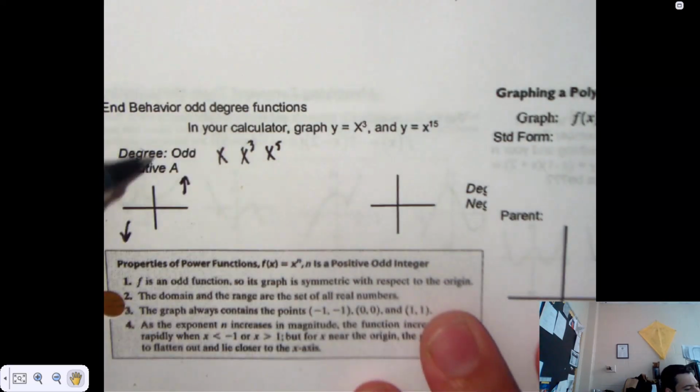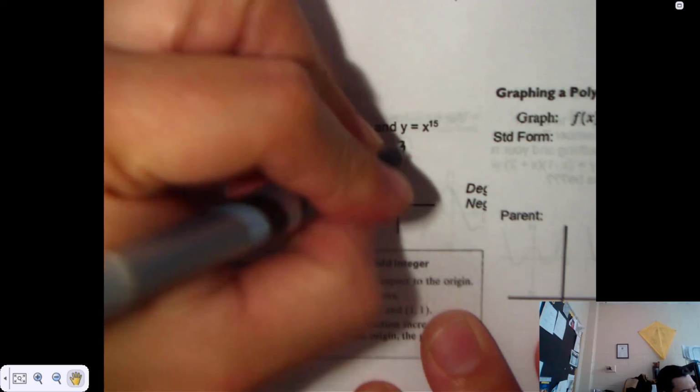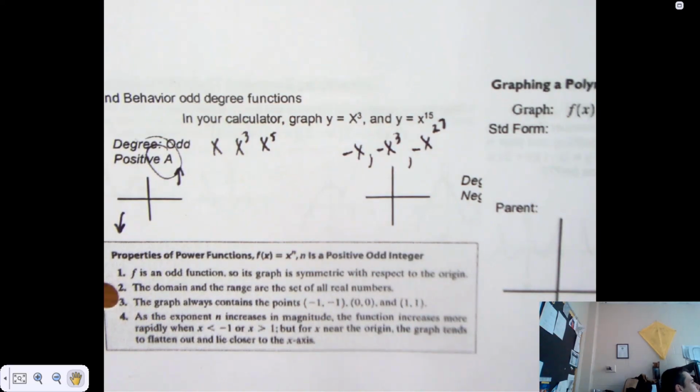Now, what would happen if we made the a out in front of it negative, like we had a negative x or a negative x cubed or a negative x to the 27th power, whatever? How would it start its day? Opposite of that. So it'd start high and it would end low.